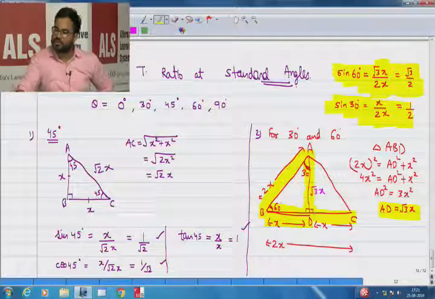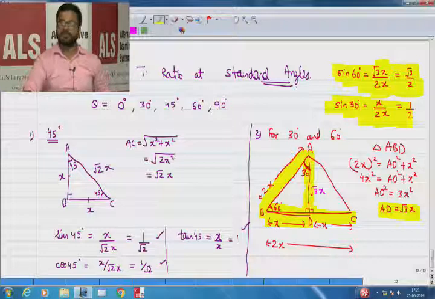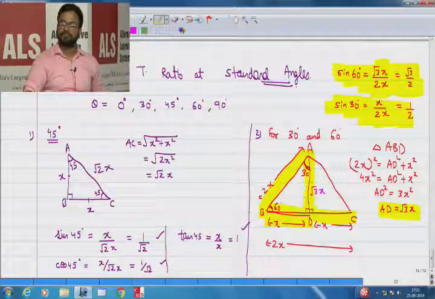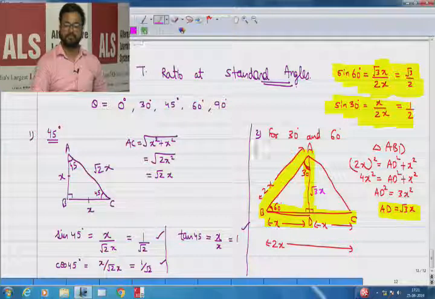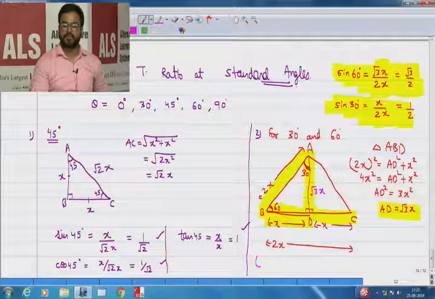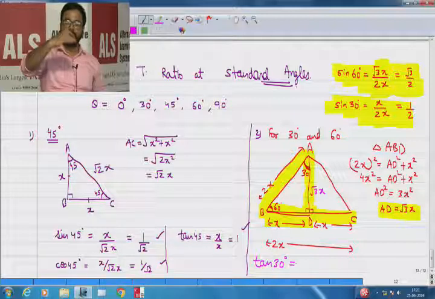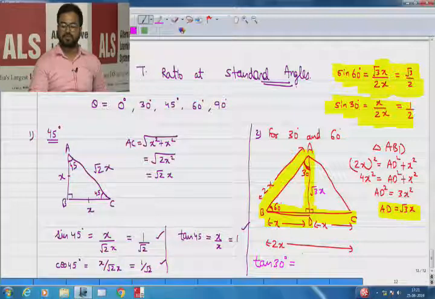Shillong Center, you are asking, one second. Senapati, is this clear now? You can also find, like, if you have to find tan of 30 degree, you take the perpendicular upon base. So x over root 3x, which is 1 by root 3 for tan of 30 degree.